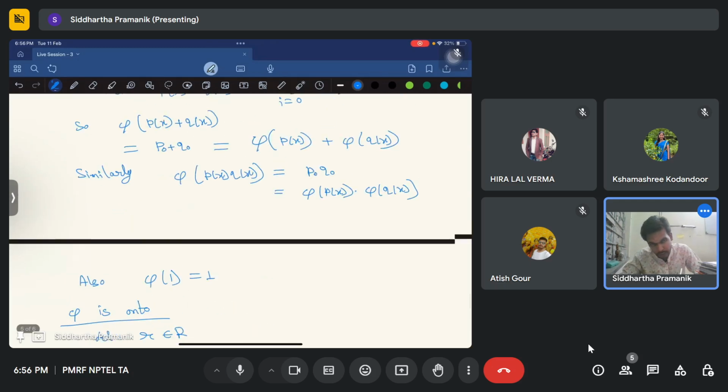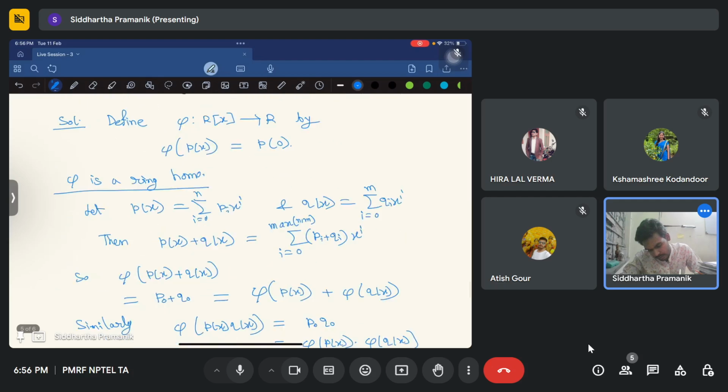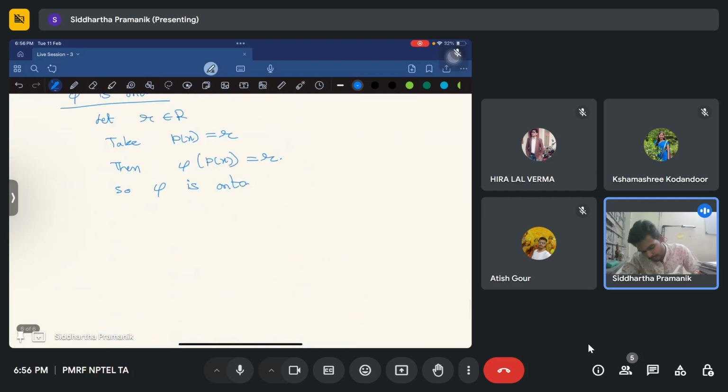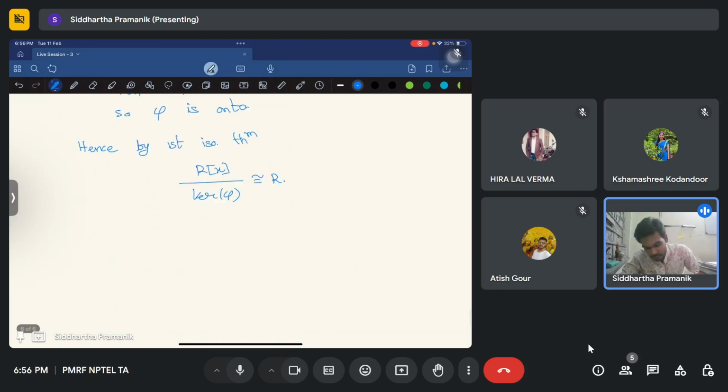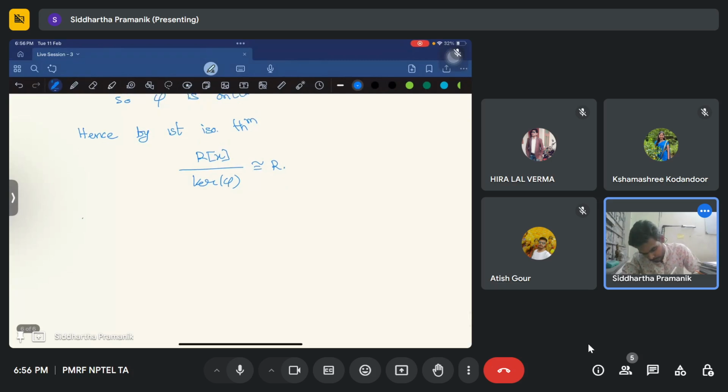Now the last part, okay, let me write it here. By the first isomorphism theorem, R[x] mod the kernel of phi is isomorphic to R. So we need to determine the kernel. So what is the kernel of this map?